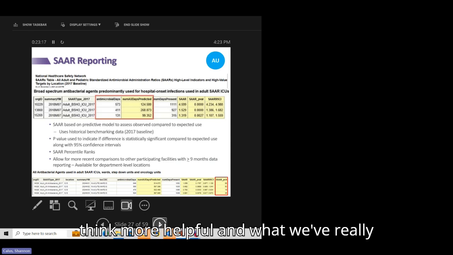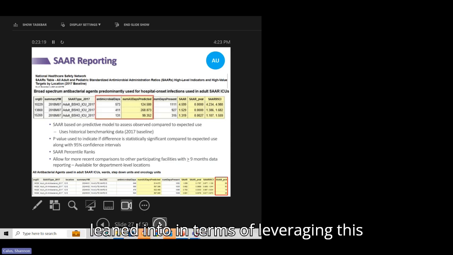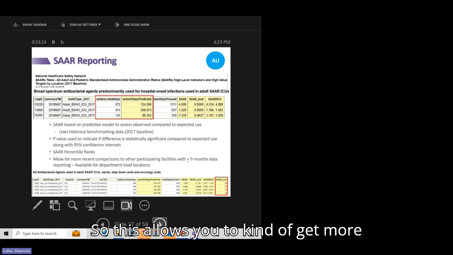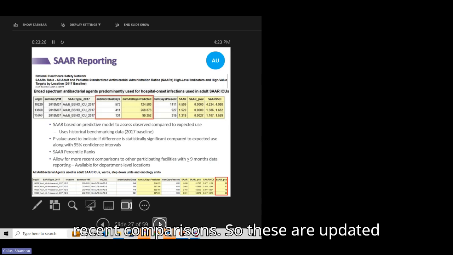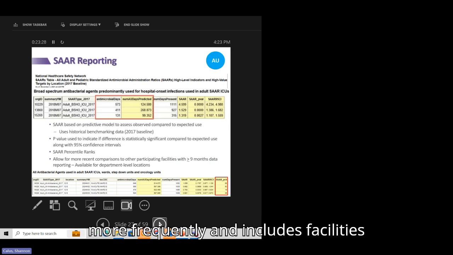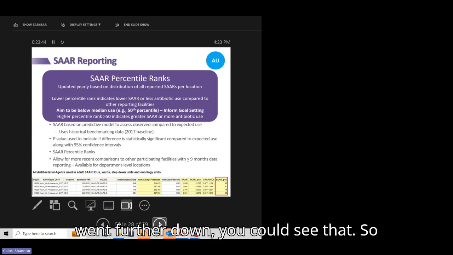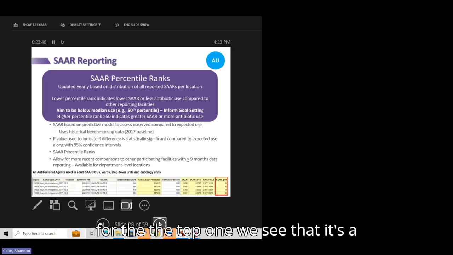I think more helpful, and what we've really leaned into in terms of leveraging this information, has been the percentile rank. This allows you to get more recent comparisons. These are updated more frequently and include facilities with about 9 months or more of data each year. These are available at the department level location, so it may be a little small here. But if this went further down, you could see that for the top one, we see a SAR percentile of 69.